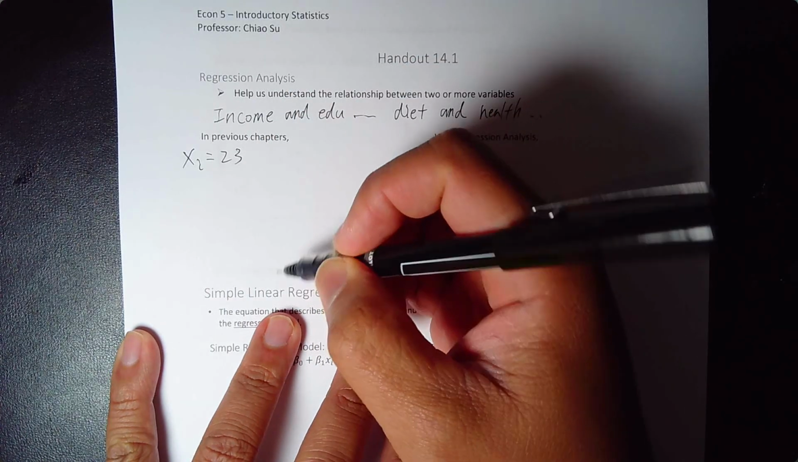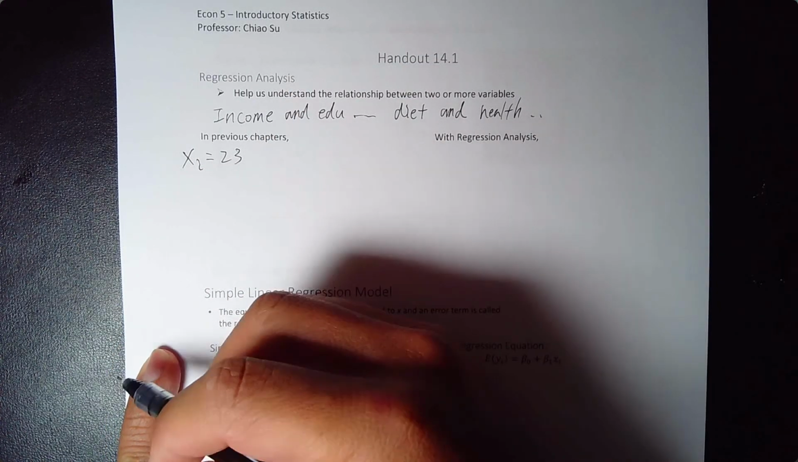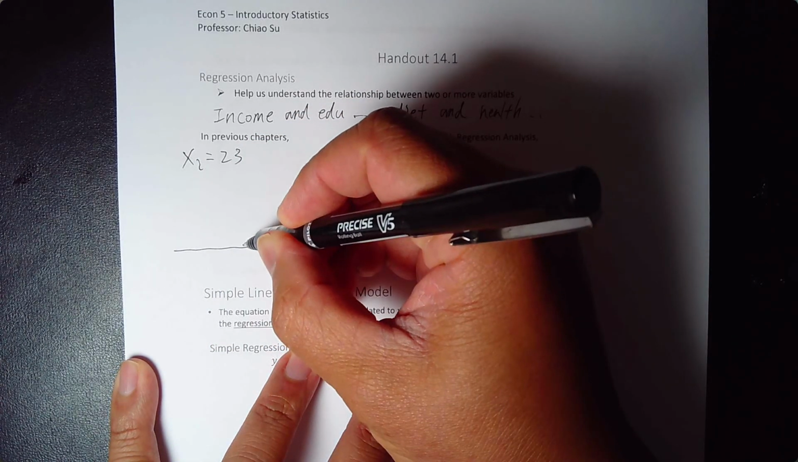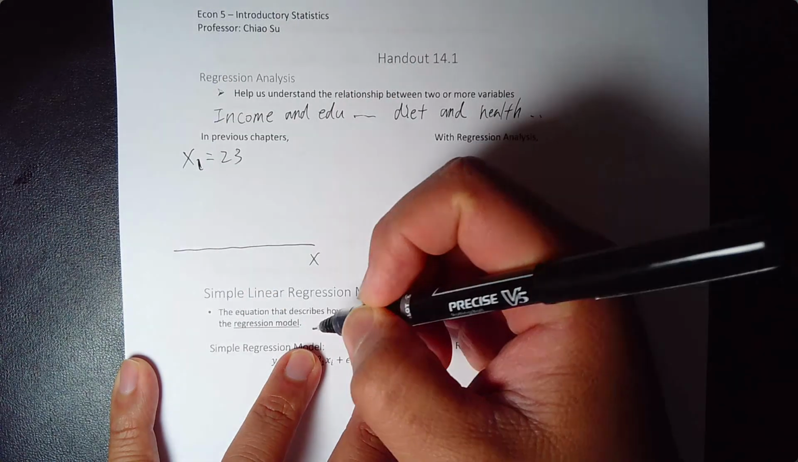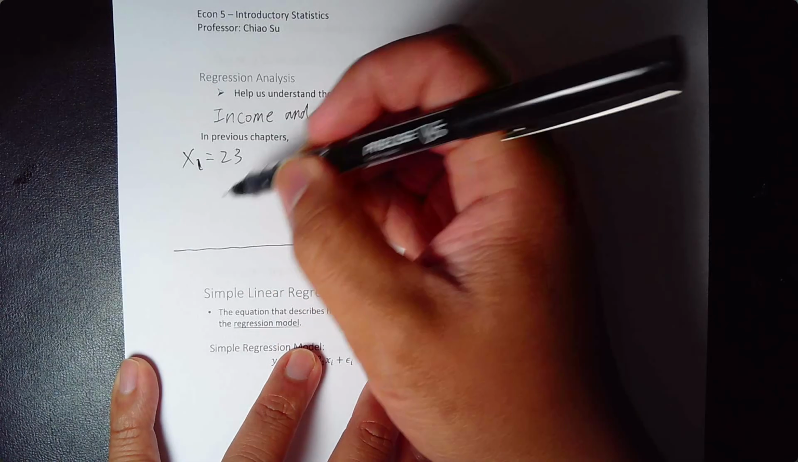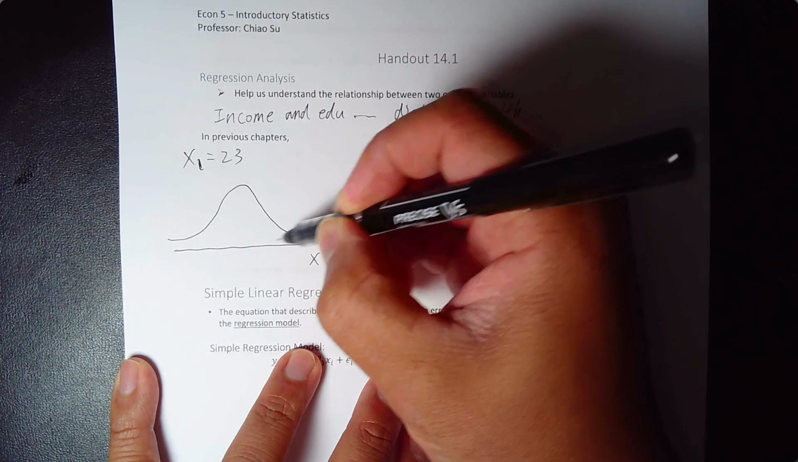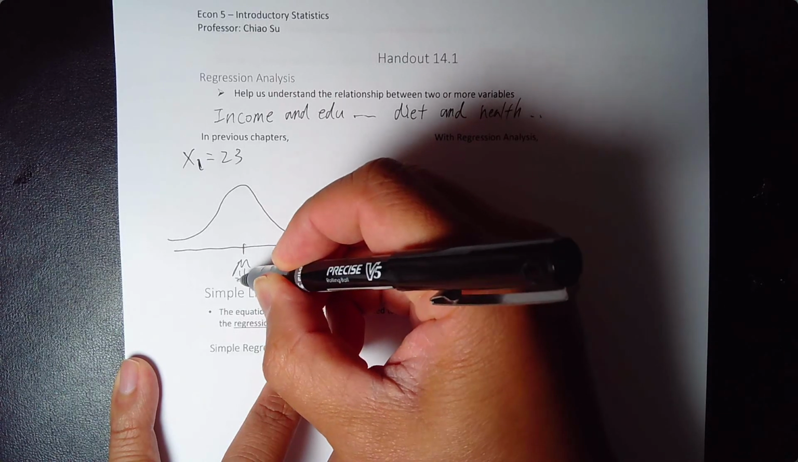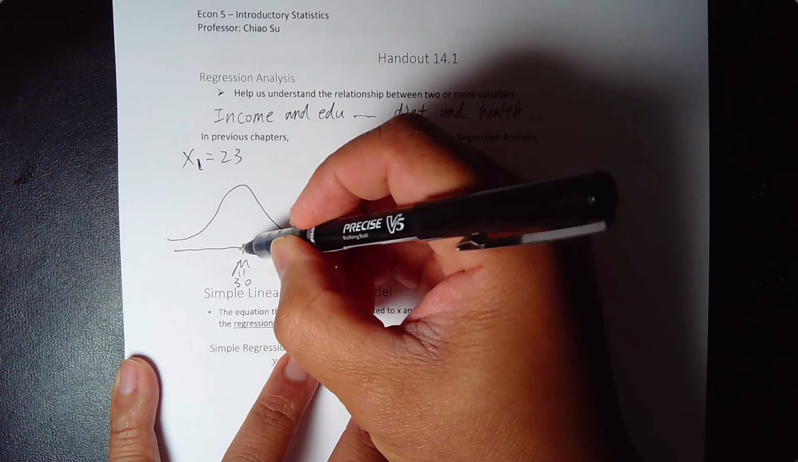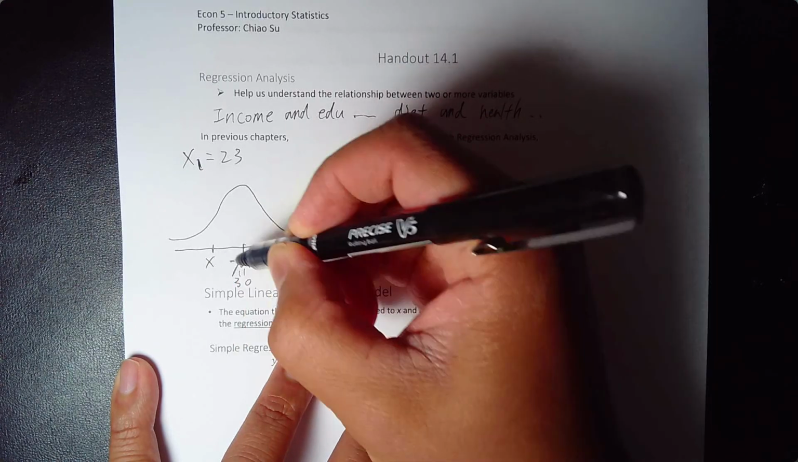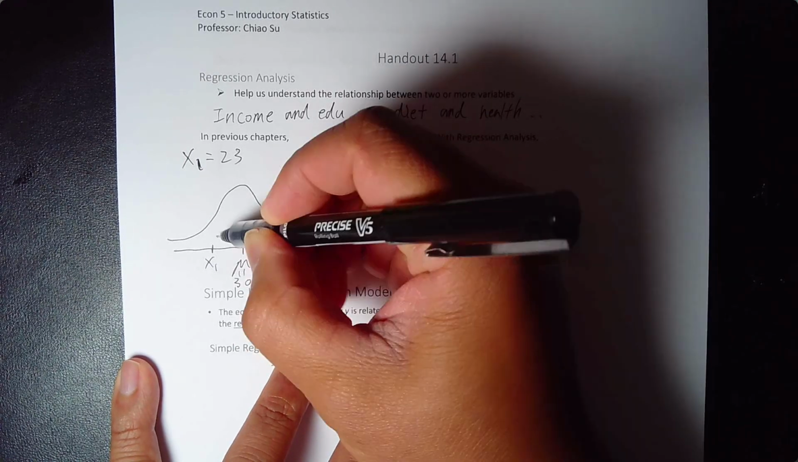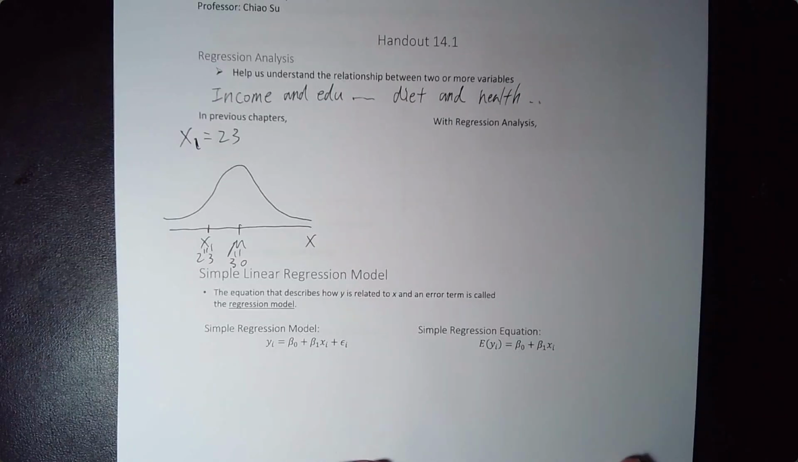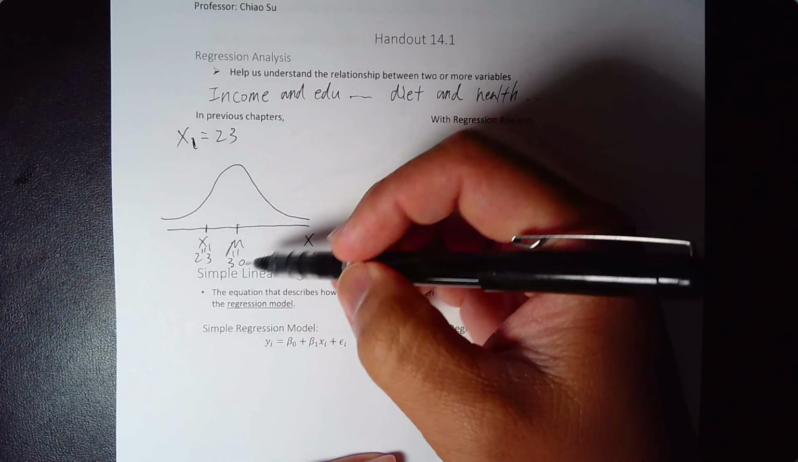The way we used to think about where data comes from is, well, it comes from a population. Here's x1. It comes from a population, and say the population is distributed normally, and it is centered at mu, and let's say mu is 30. So where's 23 then? Well, 23 is over here. Here's our x value that we observed, x1 of 23. That's how we used to think about where data comes from.